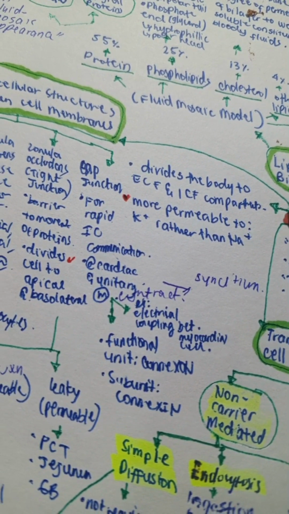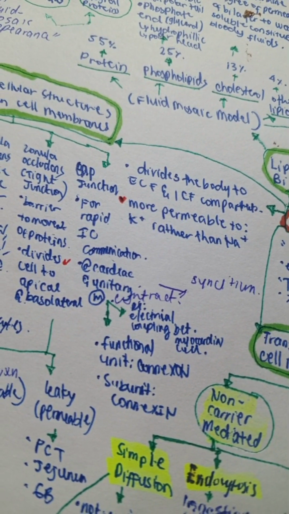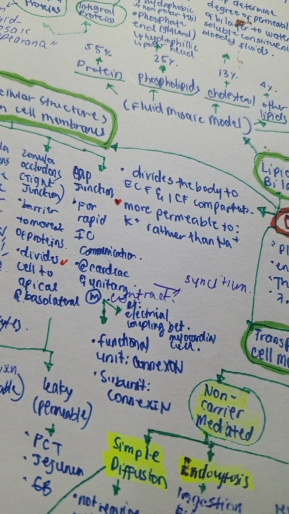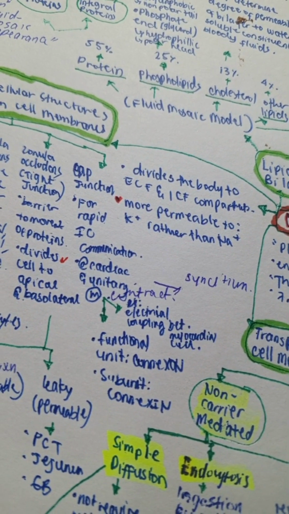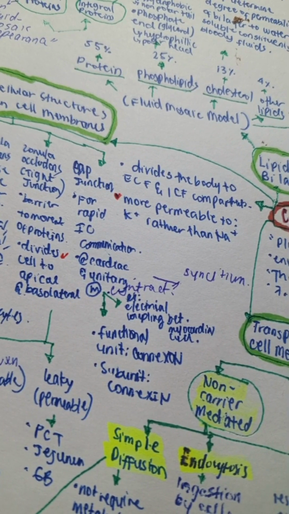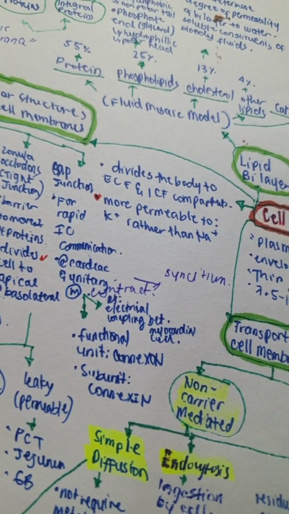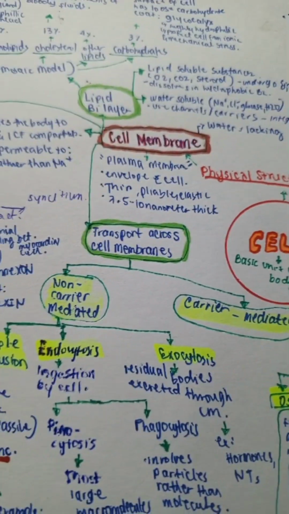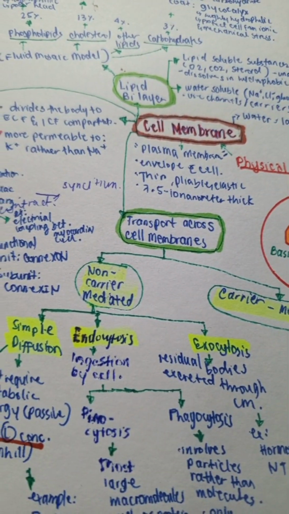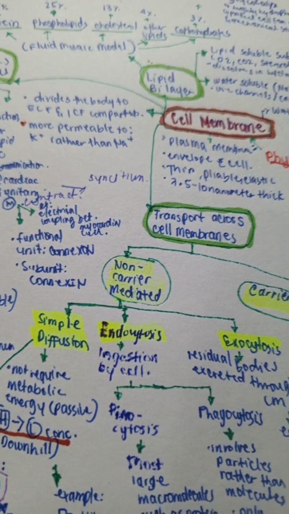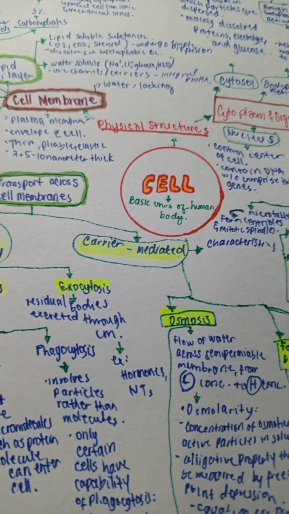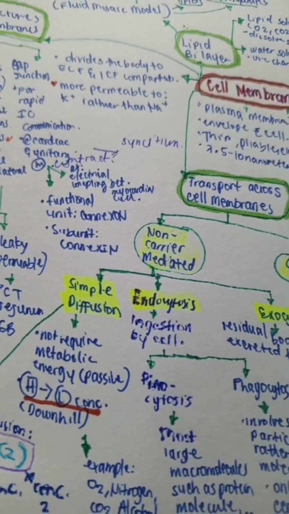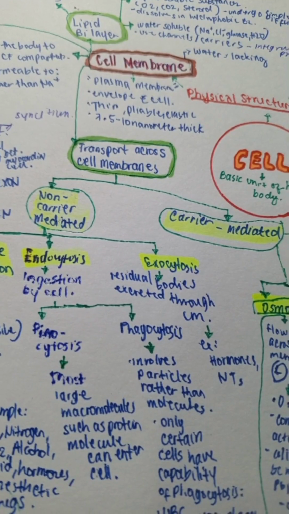And this junction has what is called syncytium, or the cardiac muscle, and there are unitary muscles that contract together, so that's syncytium. Now let's discuss the transport across the cell membranes. First we have two types of transport: the non-carrier mediated and the carrier mediated. First, let's tackle the non-carrier mediated. We have simple diffusion, endocytosis, and exocytosis.